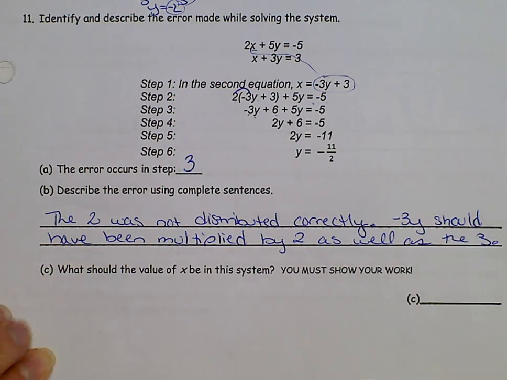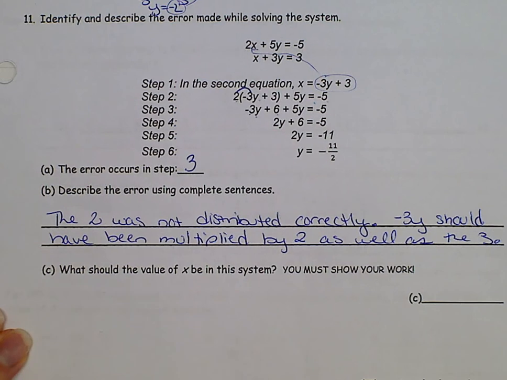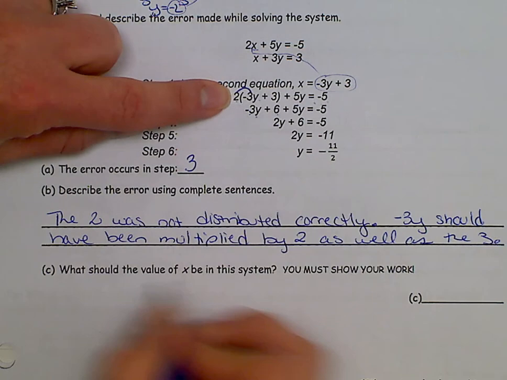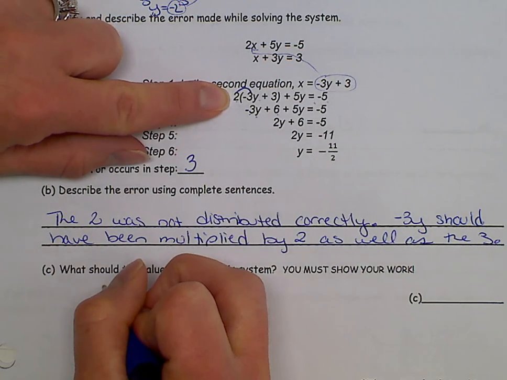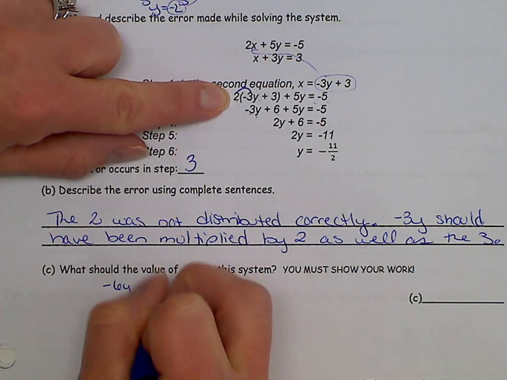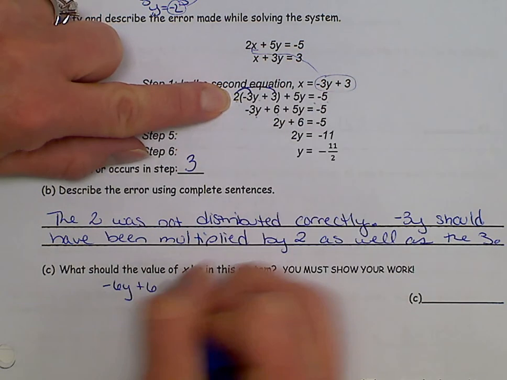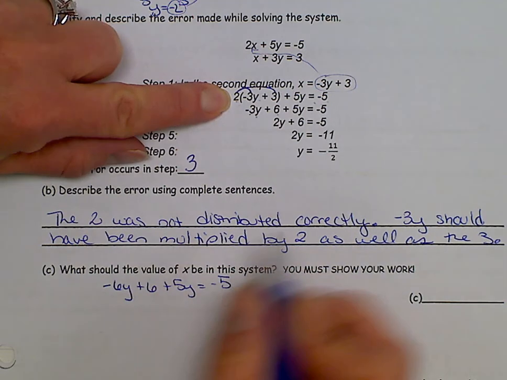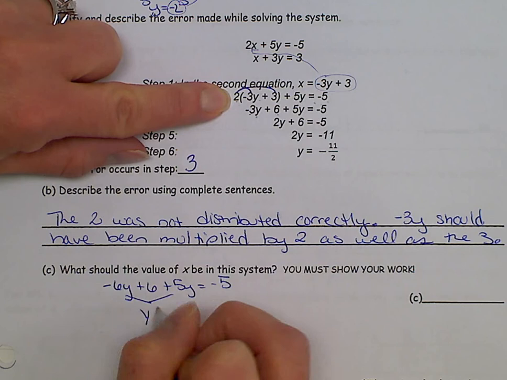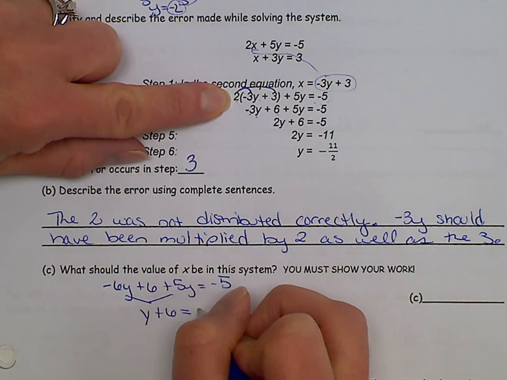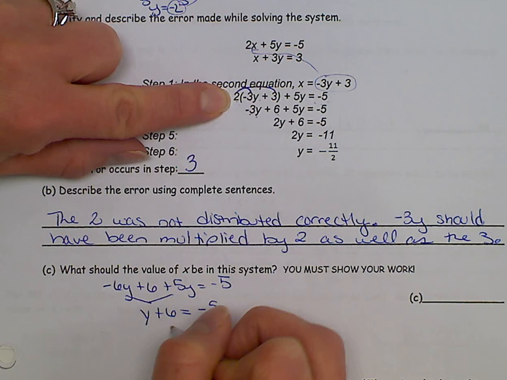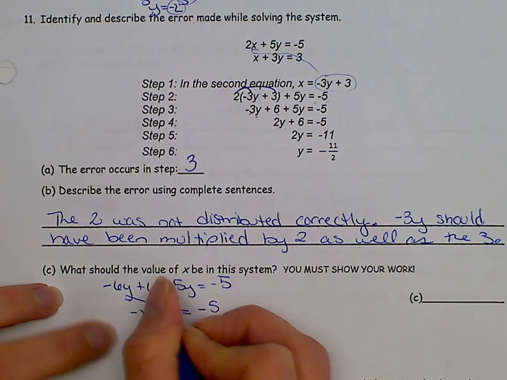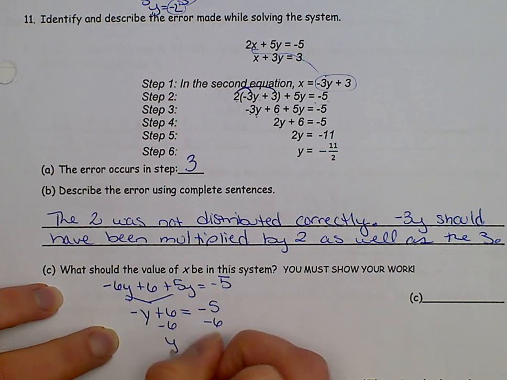C, what should the value of x be in the system? You must show your work. Well, I'm just going to continue solving for y here. So instead, when we distributed, we should have gotten negative 6y plus 6 plus 5y equals negative 5. I'm going to combine my like terms. So negative 6y plus 5y is negative y. I'm going to subtract 6, and we get y equals negative 11.